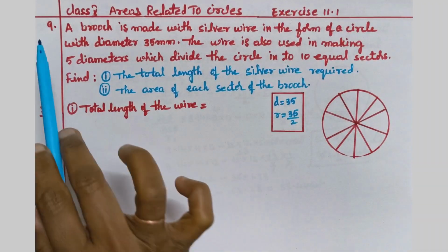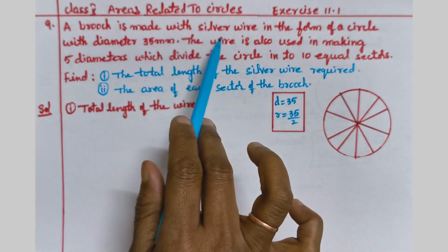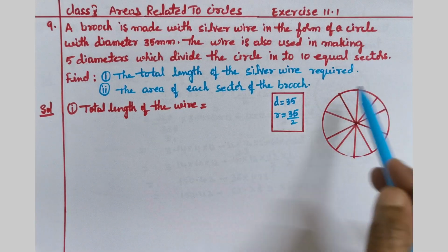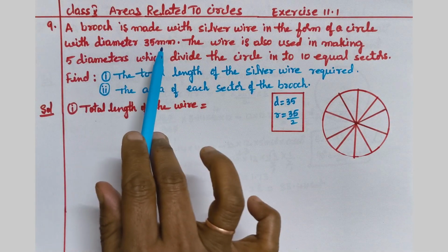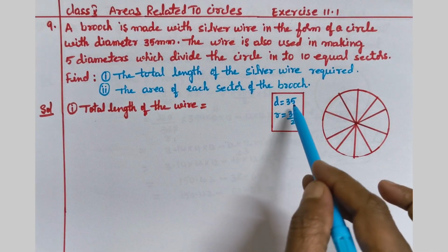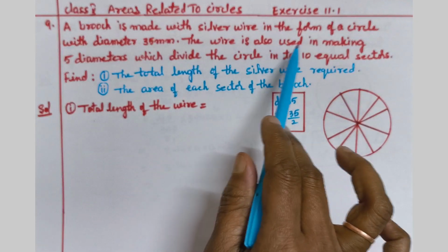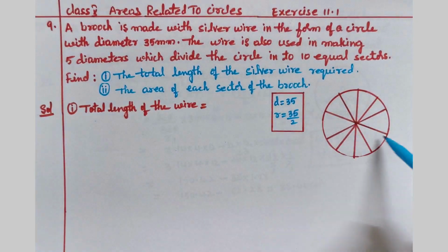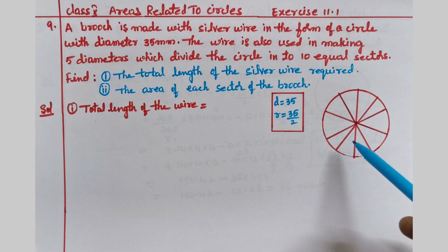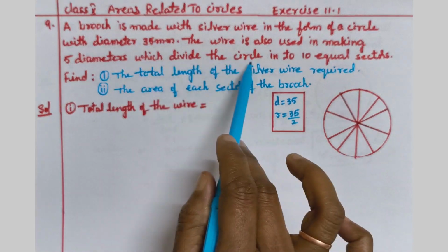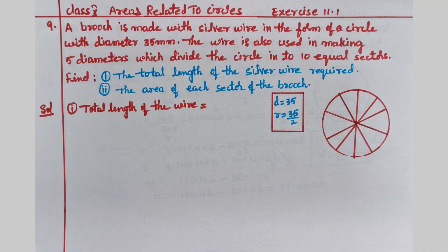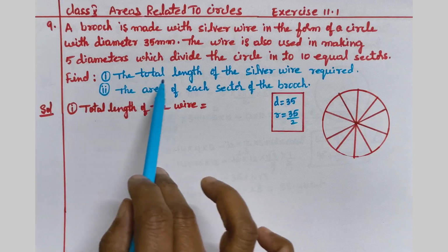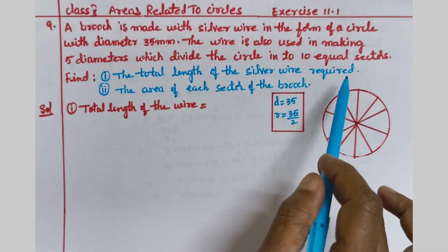Okay. Now, ninth question. A brooch is made with silver wire in the form of a circle. This circle using silver wire with the diameter 35 mm. D is equal to 35 mm is there. The wire is also used making in 5 diameters. This diameter also using silver wire. 5 diameters which divide the circle into 10 equal sectors. So here 10 sectors are there. All sectors area is equal. Now first question asking, find the total length of the silver wire is required.